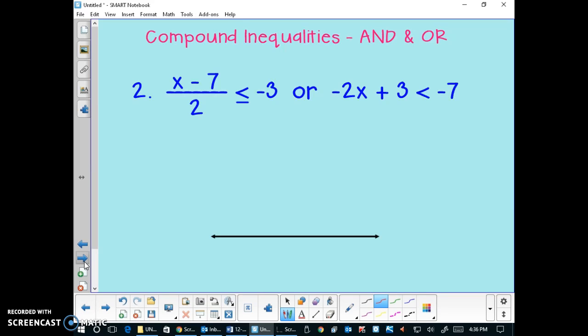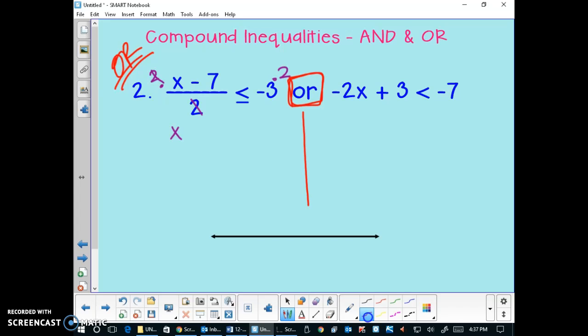Now let's look at an OR. Okay, remember ORs are going to be shaded away. And we know number 2 here is an OR because it says the word OR. That gives it away, right? So this is an OR. Now this one we really just solve it like 2 separate inequalities and we just end up graphing them on the same number line.